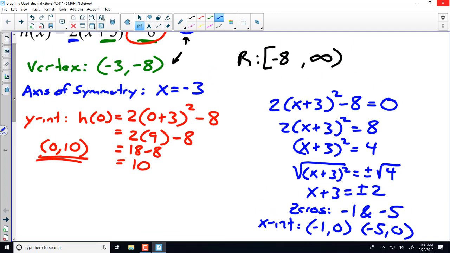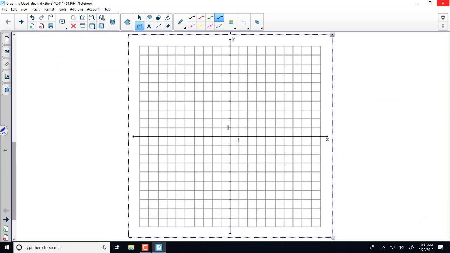So let's go ahead and sketch the graph. Okay, so the first point I'm going to plot on my graph is going to be my vertex, which is at -3, -8. That's going to be right here. You can go ahead and label that. I'll also plot my x-intercepts, which are going to be -1, 0, and -5, 0. And I'll plot my y-intercept, which is way up here at 0, 10.